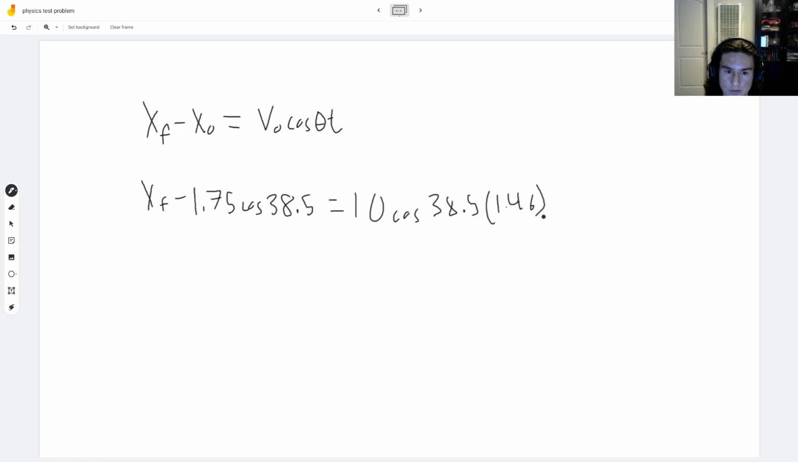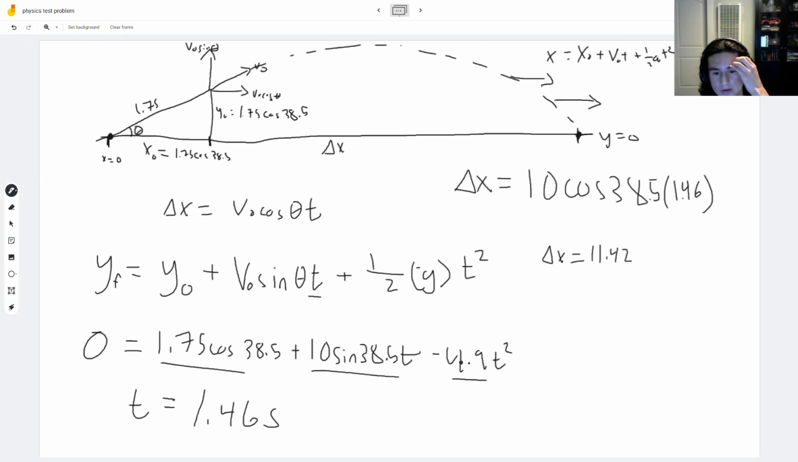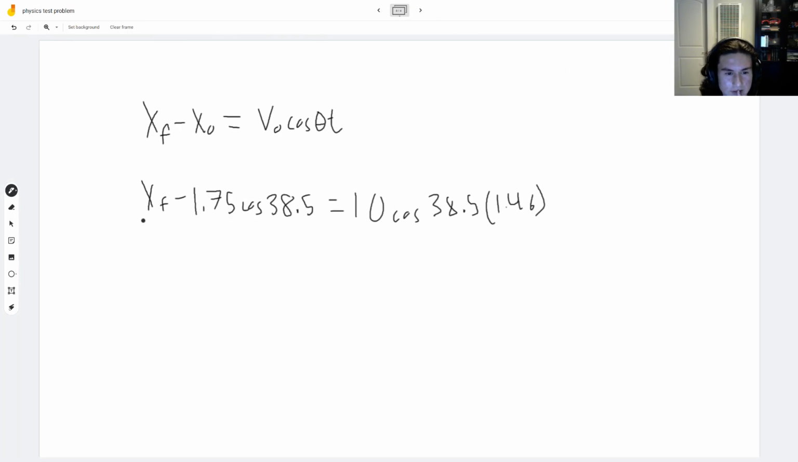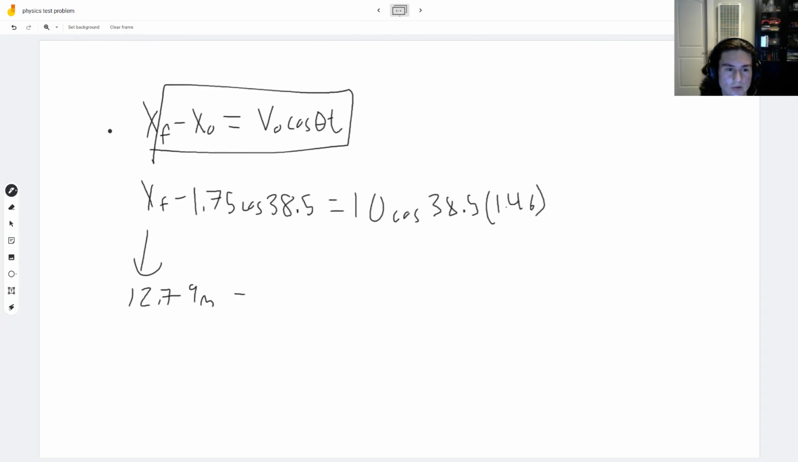1.75 cosine 38.5. And so basically this value that we get of 11.42 meters is actually the correct value. I verified that because I get an x final value of 12.79 meters, and we're subtracting to get the change in x. So I just did an unnecessary step, I guess, when I was solving it on the actual test.